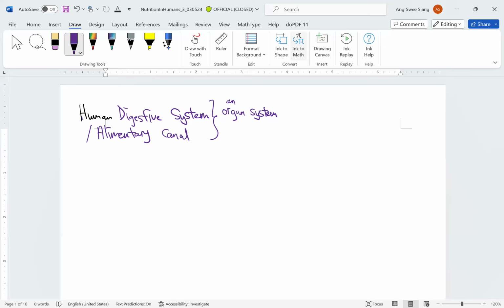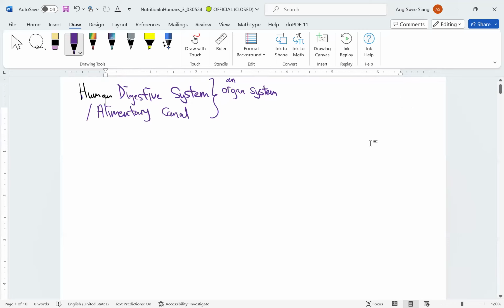Some of these organs are associated organs. Associated organs means they help the digestive system perform its function. They are not really part of the human digestive system. They are just associated, which means they further aid in the function. So we are going to look at all of them in detail today to see what happens at each of these organs. First things first, we have the mouth.